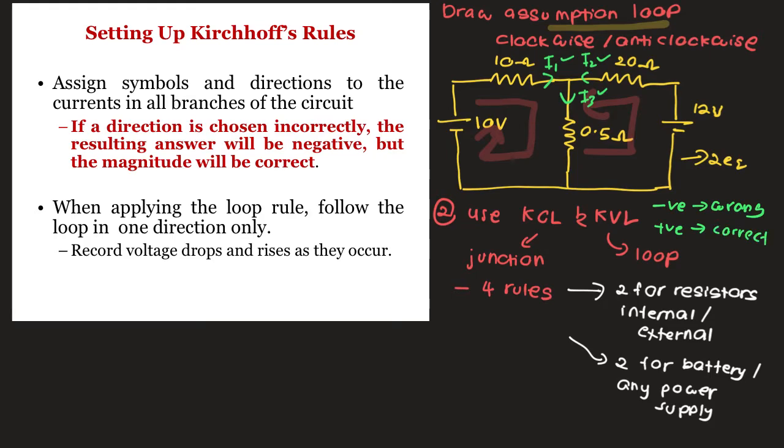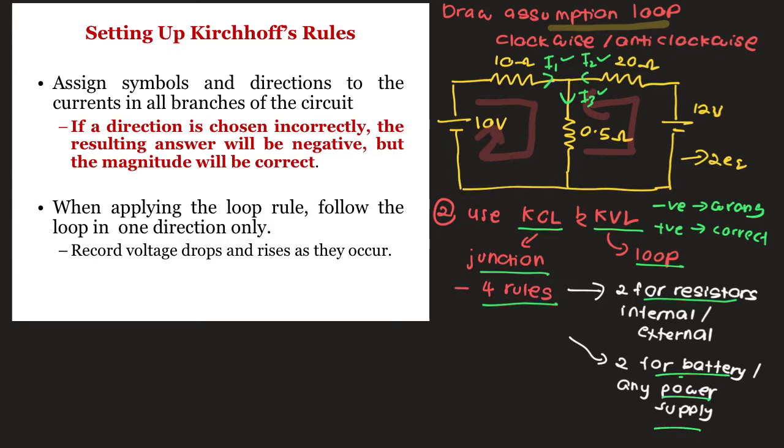Once you have drawn the assumption loops, you need to use Kirchhoff's current law, which is the junction law relating to the current, and Kirchhoff's voltage law, relating to the loop. For these two laws, we have four rules to use. Two are for resistors, which can be internal or external. For the internal resistance of the battery, please treat it as an external resistor, which makes it easy. The other two rules are for the battery or any power supply or any EMF. So how do we use those rules?